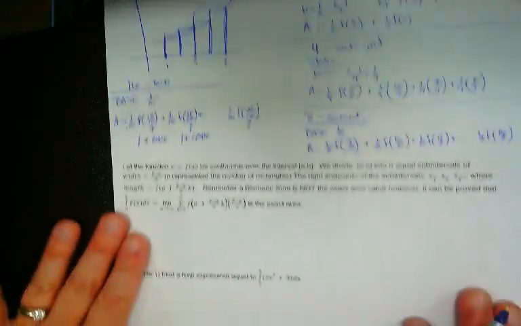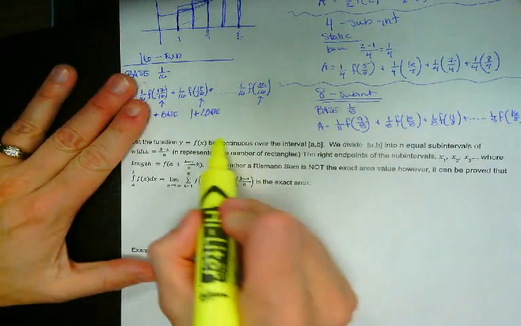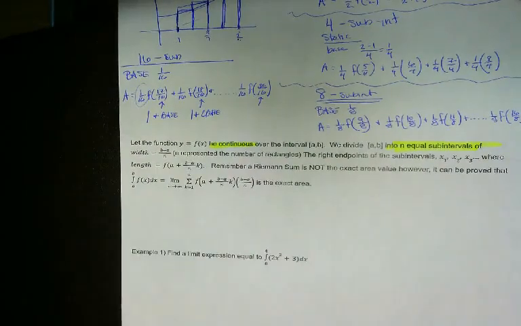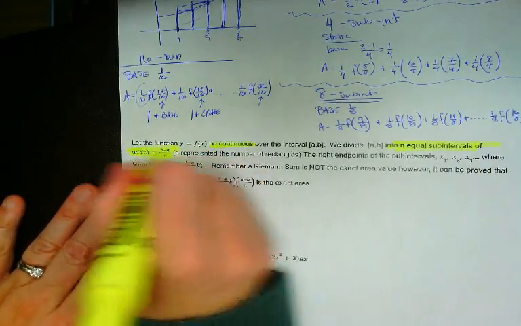So here is the technical definition. And I'm just going to grab my highlighter. It says, let f be a function that's continuous on the interval. So we know it's continuous. We're going to take a to b and divide it into n equal subintervals. All right, so we're going to divide a to b into n equal subintervals, and kind of what we just did mentally, we're going to say that width is b minus a over n.